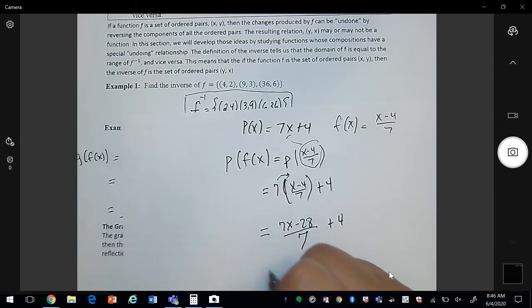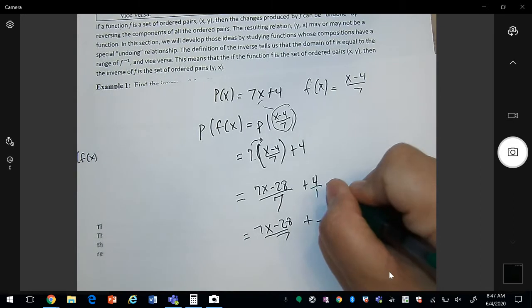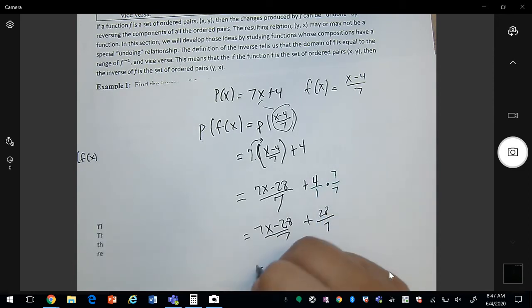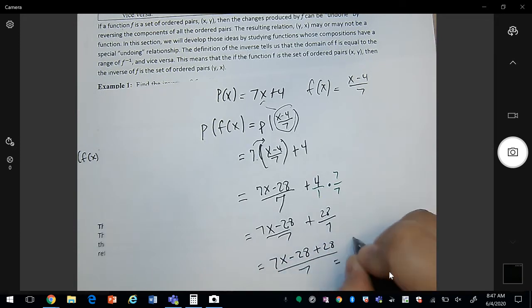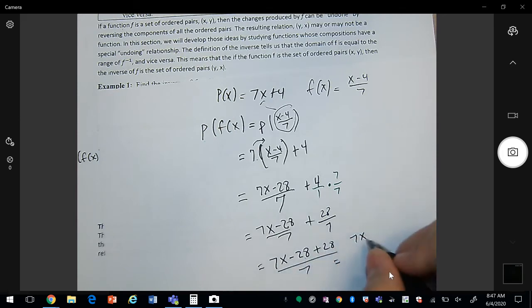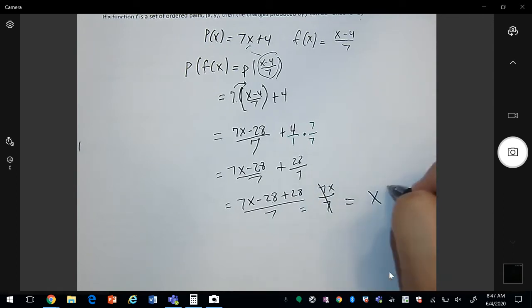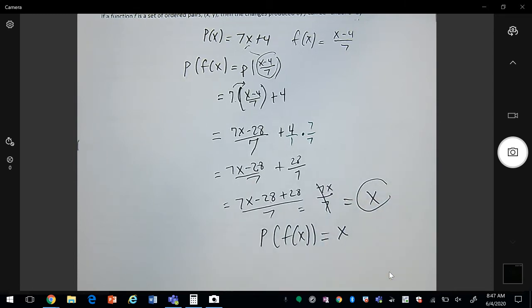And so we need a common denominator, which is going to be 7. So in order to make this 4 have a denominator of 7, I multiply the top and bottom by 7. 4 times 7 is 28. So we can see that negative 28 plus 28 is 0, giving us 7x divided by 7. So we get x. So p of f of x gives us x. So that is good because we are supposed to get an x.